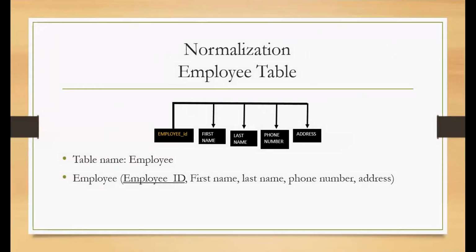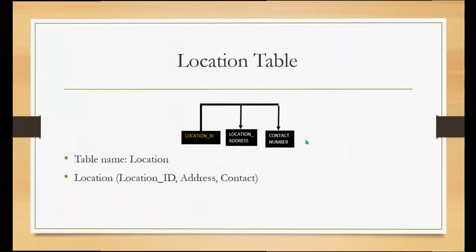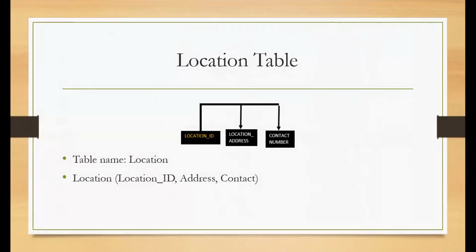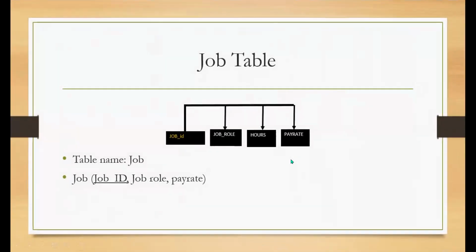Here's the normalization into normal form for the employee table. Here we have employee ID, first name, last name, phone number, and address. This is the normalization table for location that has location ID, location address, and contact. Here we have the job table normalization: job ID, job role, hours, and period.